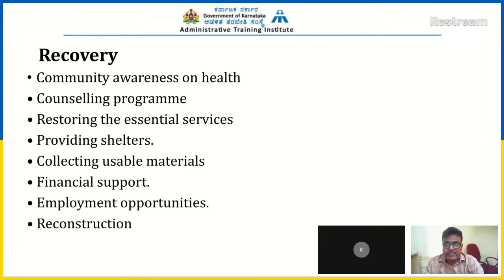Restoring the essential services like water supply, sanitation, electricity, schools, hospitals is very, very important, and then providing shelters to the community is also another important issue. Because after the disaster, shelters are damaged, many have collapsed. So we need to provide them shelters. For example, in many rehabilitation projects, we have built many houses. Recently in Kodagu also, more than 800 houses have been built.